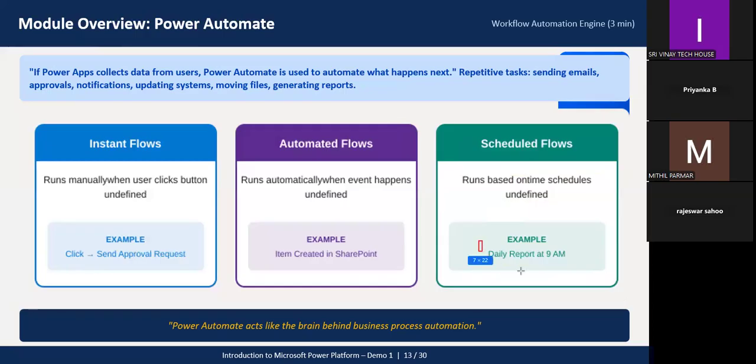So no need for manual intervention, right? No need for human intervention, right? It will automatically send an email notification every day at 9 a.m. These are the different types of flows.